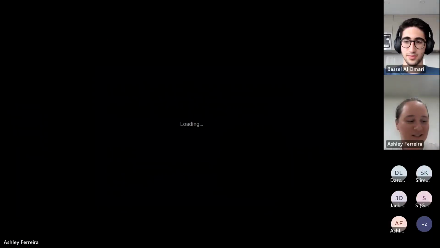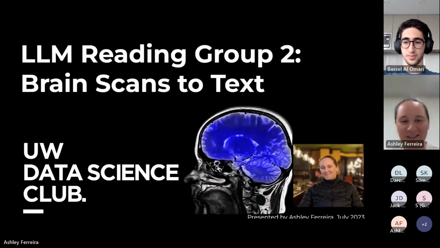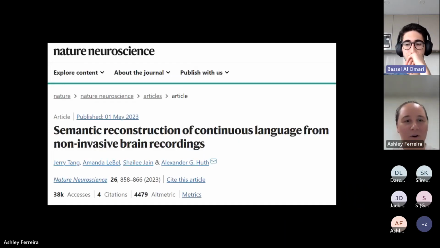Perfect. So my paper, like we've discussed, is a lot more on the applications side of these things. The idea is, can we go from scans of your brain to text and actually read your thoughts, which is a really interesting problem. The specific paper I'm talking about is the semantic reconstruction of continuous language from non-invasive brain recordings.